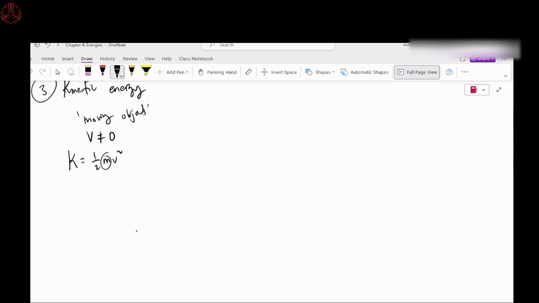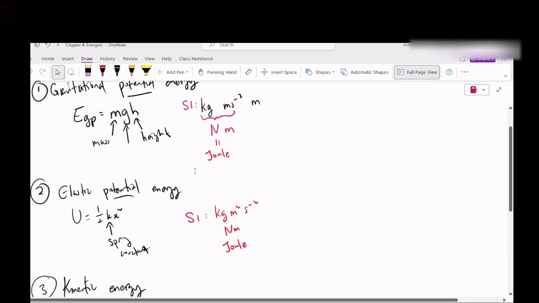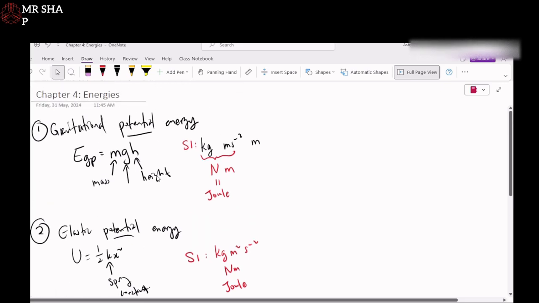Again, m is the mass of the object. Okay, its SI units are going to be the same as before, which is kg m squared s to the negative 2, or joule, or Newton meter. Okay, so that's just to introduce the 3 types of energy that we would consider.